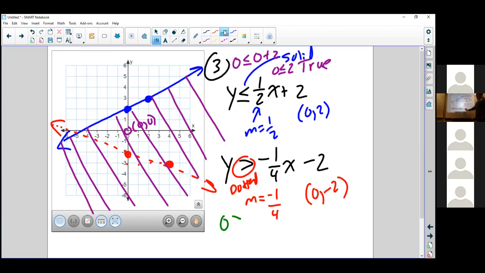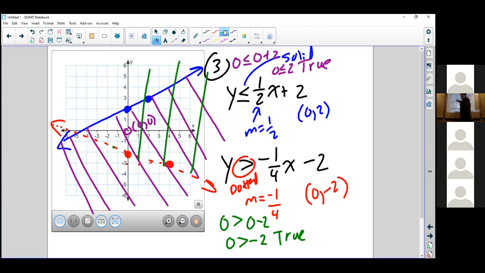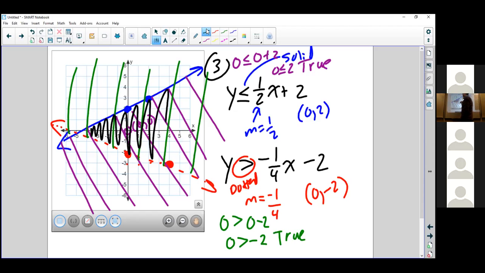So I get 0 is greater than negative 1/4 times 0 is 0, 0 minus 2. 0 is greater than negative 2. That is also true. So we're going to shade the side of the red that the 0, 0 is on. So I'm going to shade up here. So the region that is our answer is here. That was the shared region.